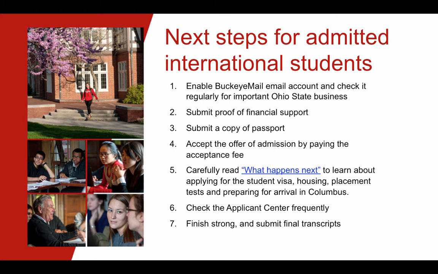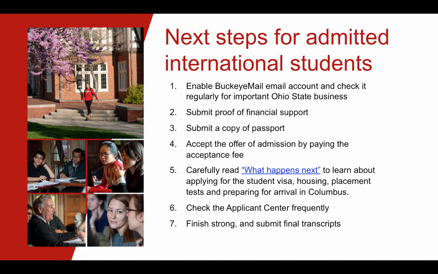After being admitted, international students have several important items to complete in order to accept the offer of admission and confirm their place on campus in the fall. International applicants must enable their Buckeye Mail email account and check it regularly for important Ohio State business. They must also submit proof of financial support and a copy of their passport. Once they have decided to confirm with Ohio State and pay the acceptance fee, the student will receive What Happens Next, and this discusses applying for the student visa, housing, placement test, and preparing for their arrival in Columbus.